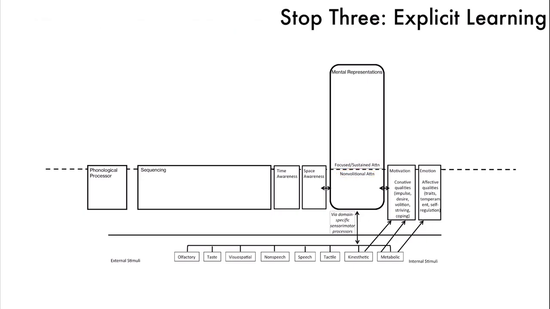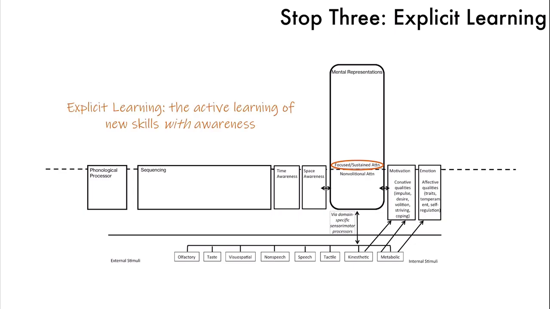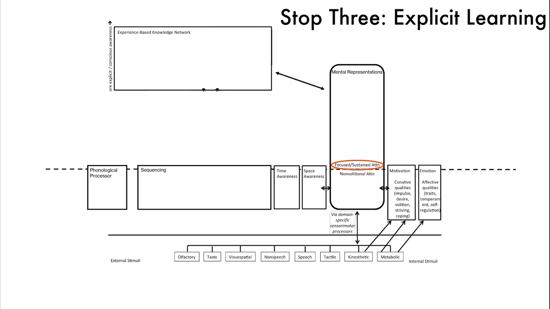The brain can also receive information using focused or sustained attention. This allows for explicit learning, which is the active learning of new skills with awareness. This is the type of learning used most in school, and it is how our brain creates our experience-based knowledge network, which has three key components. The first being our episodic memory, which is our memory of our own life events. These memories are richly encoded in the brain, so that when you remember your last birthday, for example, you might also remember the smell of your cake or how happy you were.